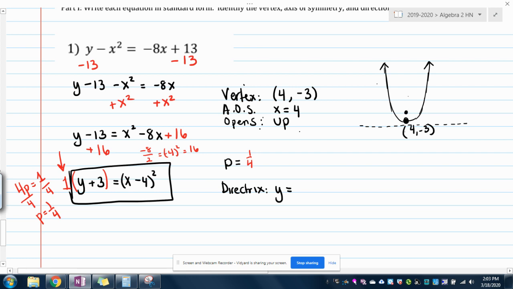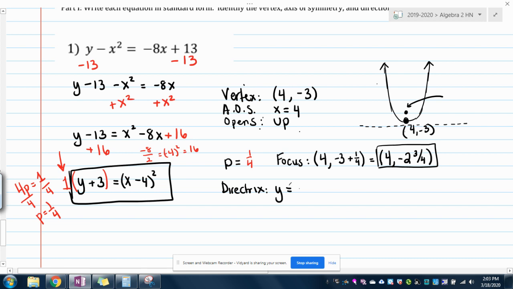My focus is always on the inside and my directrix is always like the parabola is sitting on top of it. So I know my focus is going to have the same x value, so 4, and it's going to be -3 and then up 1/4. So it's going to be -3 plus 1/4. That means it's (4, -2 3/4). So that's my focus.